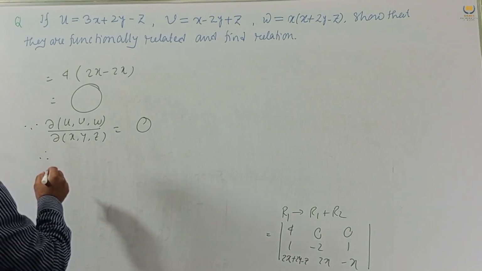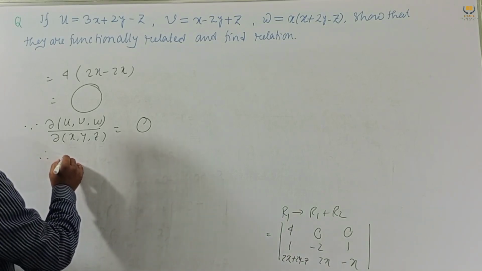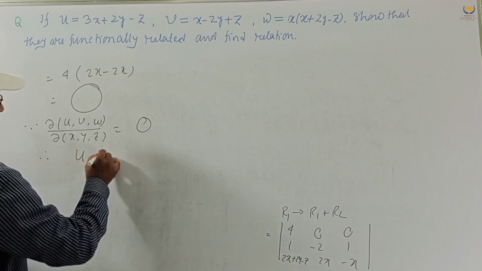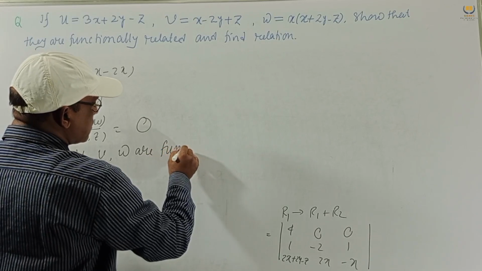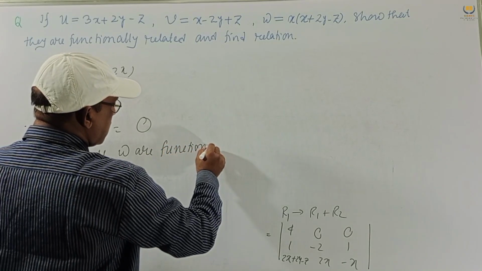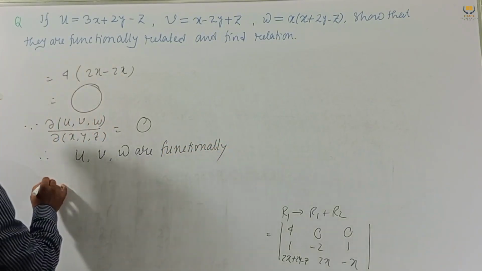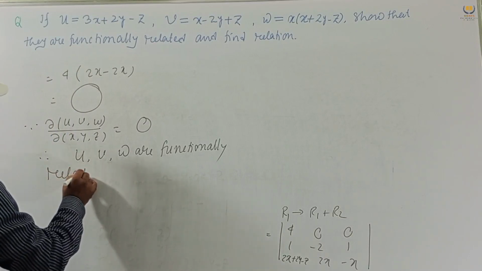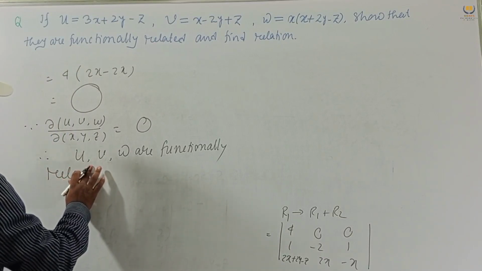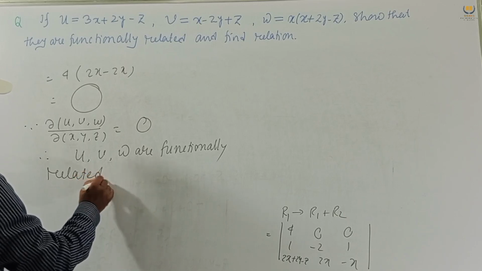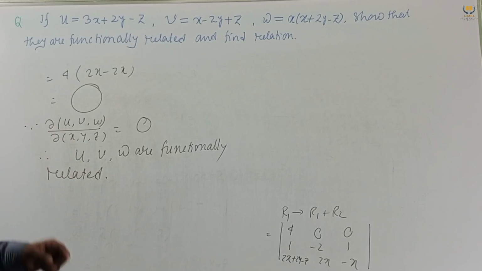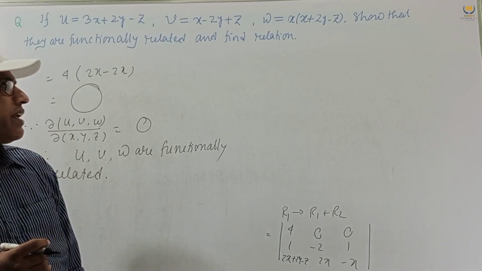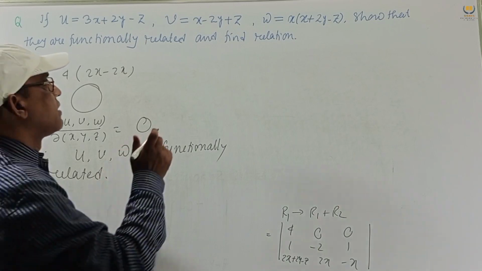therefore u, v, w are functionally related. They are functionally related because the Jacobian of u, v, w is 0. Now what is the relation between them? We have to find the relation.